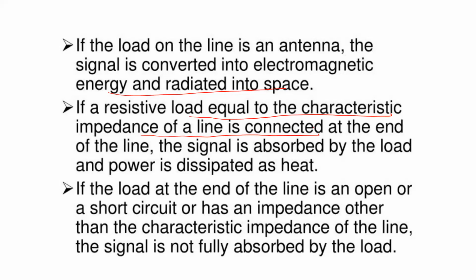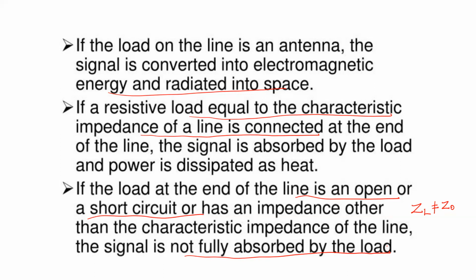The third case is if the load at the end of the transmission line is either an open circuit or a short circuit, or it has an impedance which is not equal to the characteristic impedance. That is, whenever ZL is not equal to Z0. Now, in this case, the signal will not be fully absorbed by the load. It is not absorbed completely by the load. These are the three types of load that we can connect at the end of the transmission line.